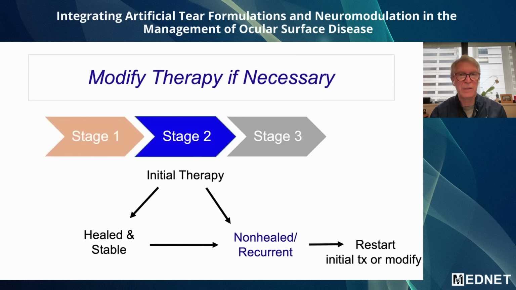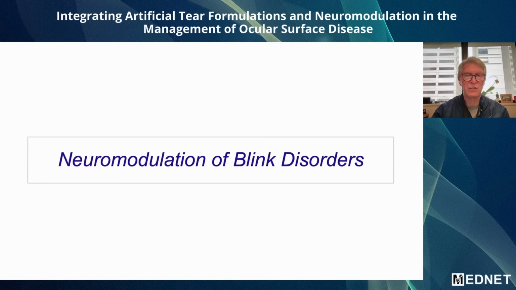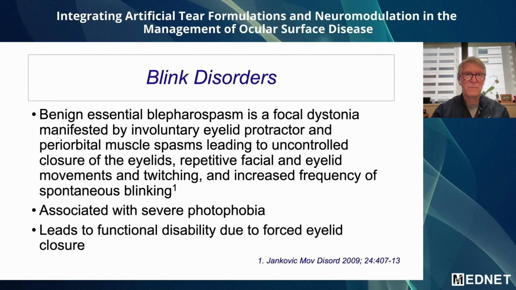If you start initial therapy and it doesn't work, then it's a good idea to consider other treatment options. So then you can either restart initial therapy such as cenegermin, or switch to one of the other therapies that I mentioned. I'd like to conclude quickly with neuromodulation of blink disorders.